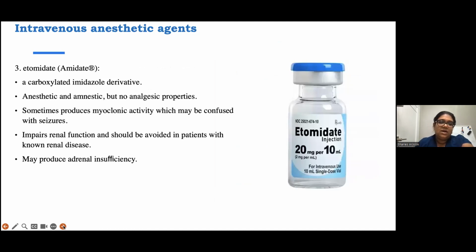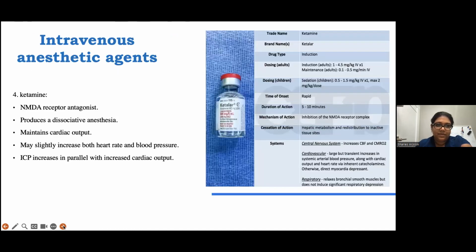Etomidate is a carboxylated imidazole derivative with anesthetic and amnesic properties, but no analgesic properties. Sometimes it produces myoclonic activity that can be confused with seizures, and it impairs renal function, so it should be avoided in patients with known renal disease, and it can produce adrenal insufficiency as well.